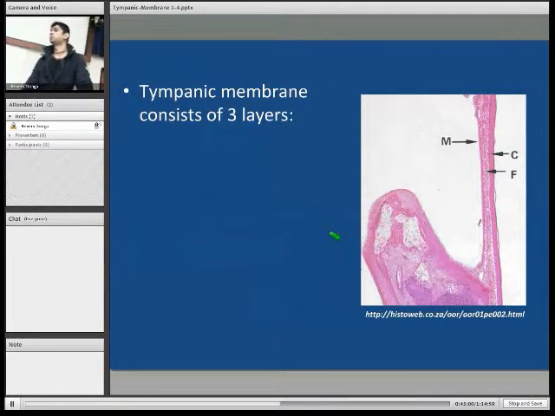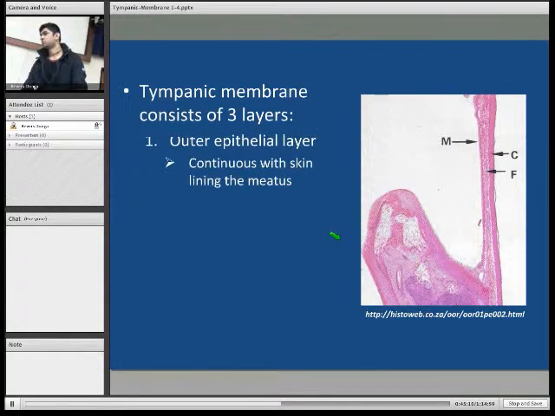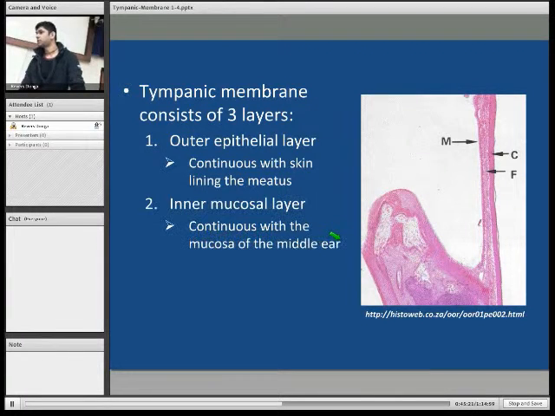Okay, so looking at the histology of it, the tympanic membrane consists of 3 different layers: the outer, the middle, and the inner. The outer is continuous with the skin, and so naturally that is stratified squamous epithelium, which is keratinized, which is represented by the C here. And then the inner layer is a mucosal layer, which is lined by simple cuboidal epithelium.